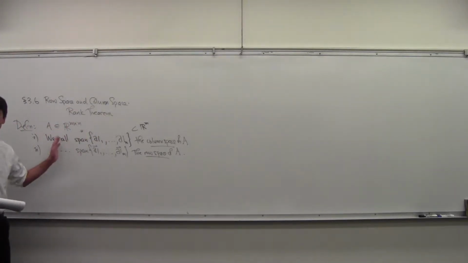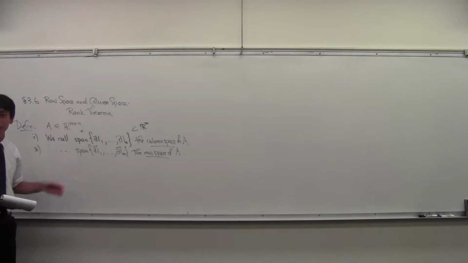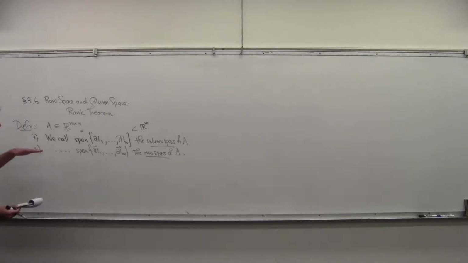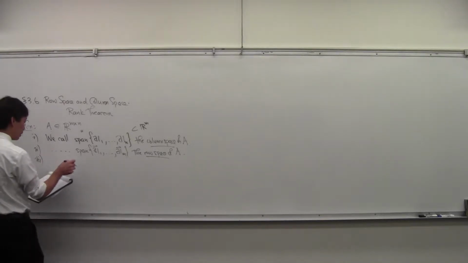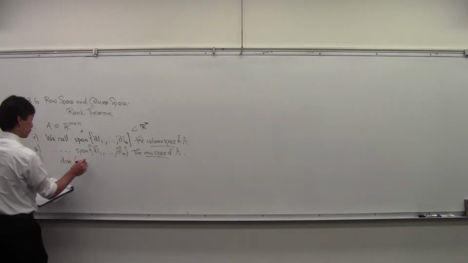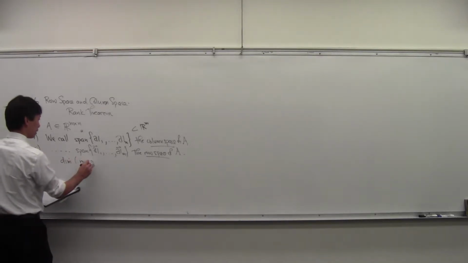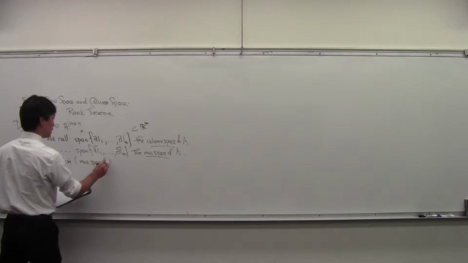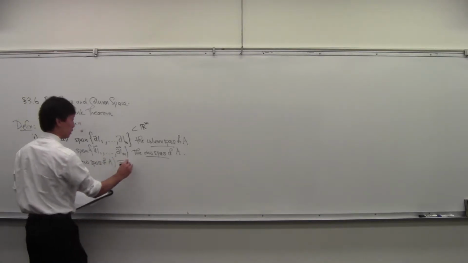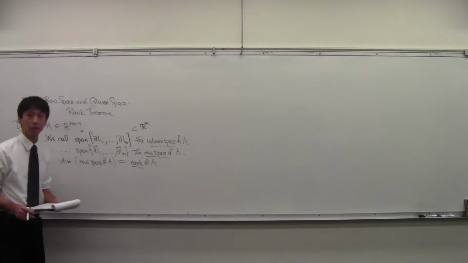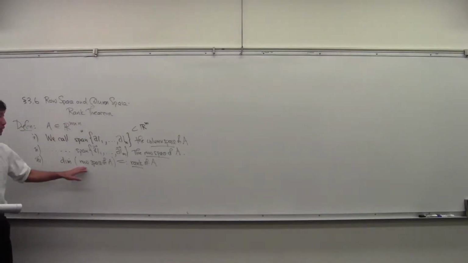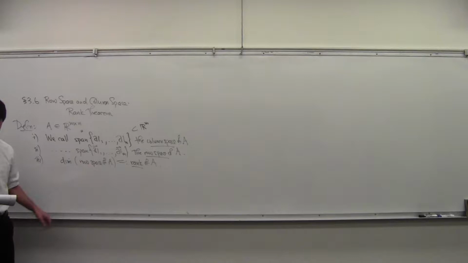So just what you would guess, right? You take the columns and you take their span. That's a subspace called the column space. The span of the rows is called the row space. There's a third definition. We call the dimension of the row space of A the rank of A. Okay, so the dimension of the row space, right? The number of guys in the basis.